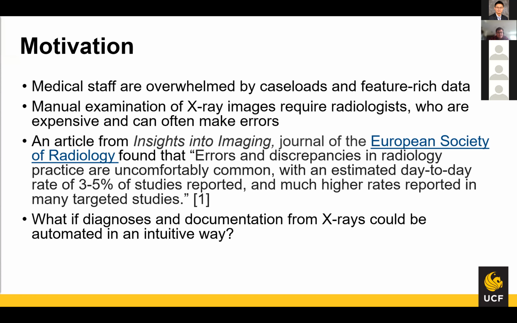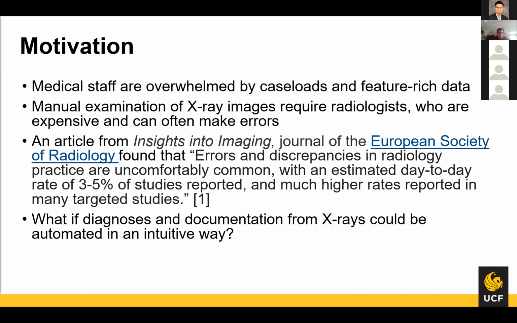Medical staff are overwhelmed by caseloads and feature-rich data. The manual examination of X-ray images requires radiologists who are expensive and can often make errors. An article from Insights into Imaging, the Journal of the European Society of Radiology, found that errors and discrepancies in radiology practice are uncomfortably common, with an estimated day-to-day rate of 3 to 5% of studies reported, and much higher rates reported in many targeted studies.